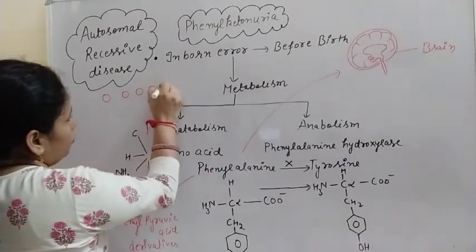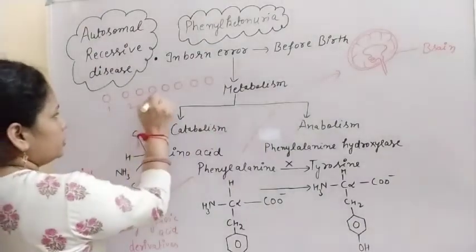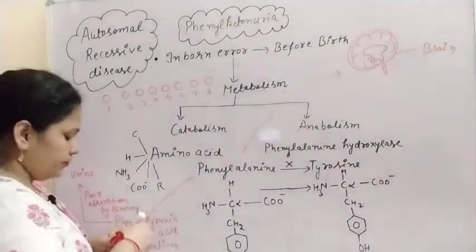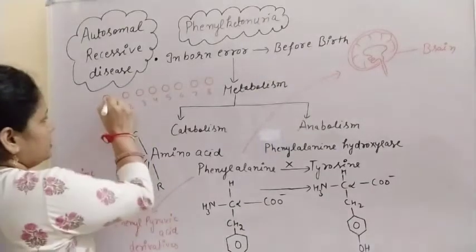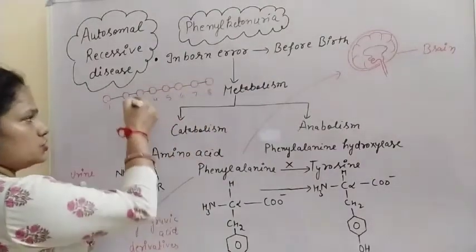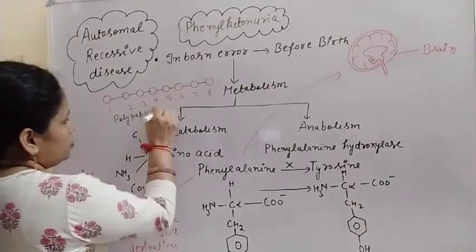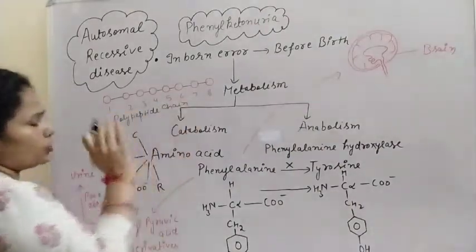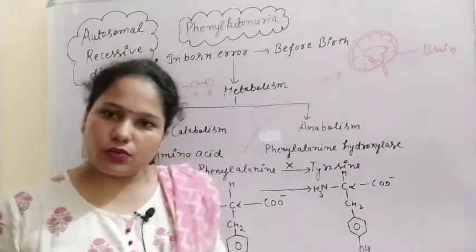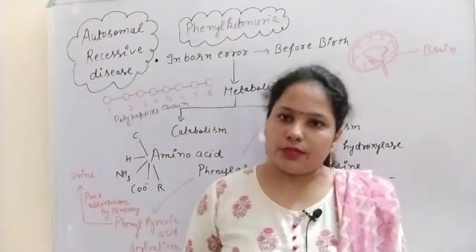They are joined to form a polypeptide chain. Suppose these are the amino acids 1, 2, 3, 4, 5, 6, 7 and 8. So these 8 amino acids join with the help of a peptide bond, and this chain is known as a polypeptide chain. Proteins are made up of amino acids, and in different proteins there are different polypeptide chains.